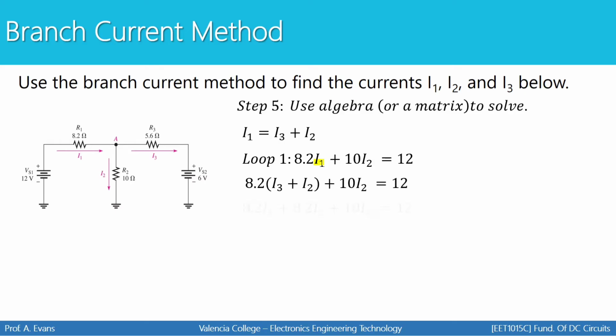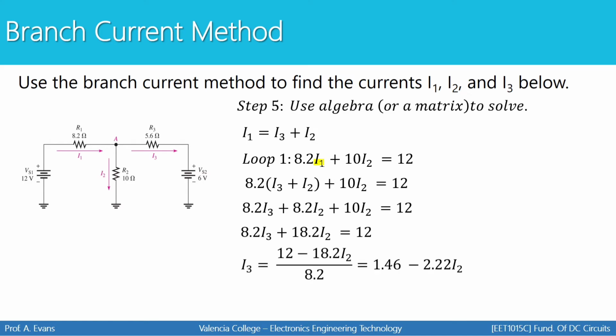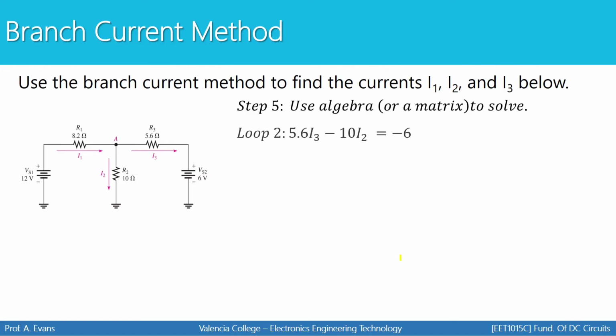Next, I'm going to distribute the 8.2 to both terms and simplify. Next, I'm going to solve for I3. And basically, that means I'm just going to isolate I3. So that comes out to be 12 minus the 18.2 I2 divided by 8.2. If we simplify this fraction further, here's my expression for I3.